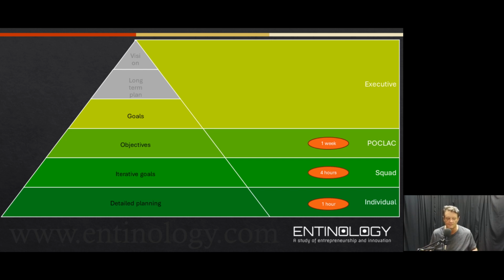The next one will be the iterative goals portion, which is then planned for about 4 hours by the squad, and that planning happens as well for the increment that the POCLAC is planning for. So it's 4 hours of their life for either 6 weeks or 12 weeks that they've invested in planning the iterative goals. The next one that happens is the detailed planning, and that happens every sprint.